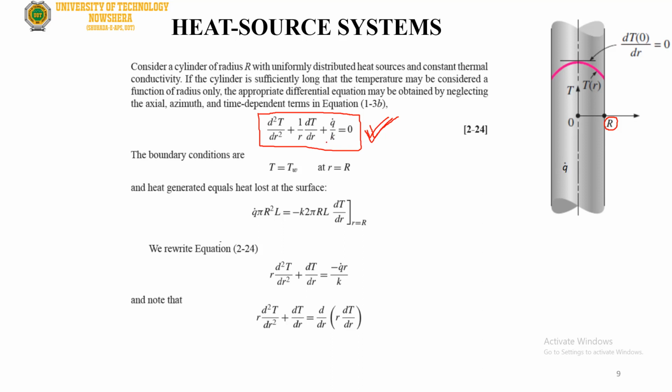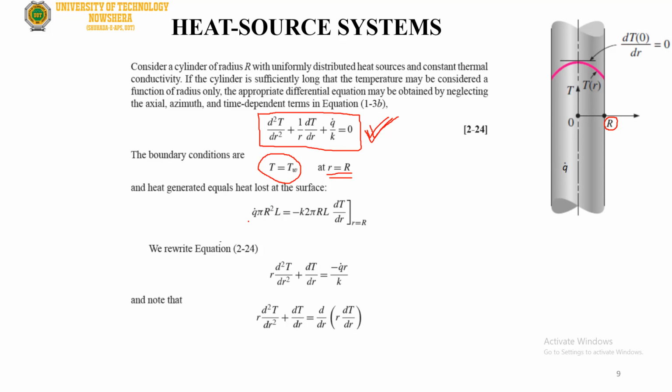So what are the boundary conditions for this case? The boundary conditions are: at r is equal to capital R, which is the radius of the cylinder, and we are basically at the circumferential surface, the temperature is equal to Tw. So basically this is the temperature at the outside surface of the cylinder.